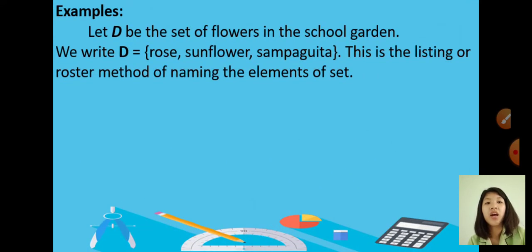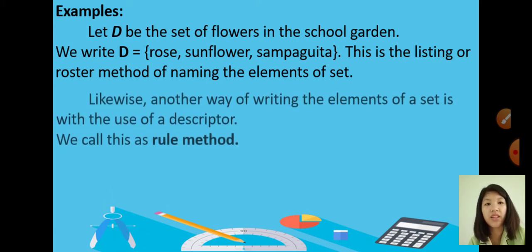Next, let D be the set of flowers in the school garden. So we write D is equal to the elements rose, sunflower, sampagita. So yun yung mga elements ng set D. And this is the listing or roster method of naming the elements of a set.